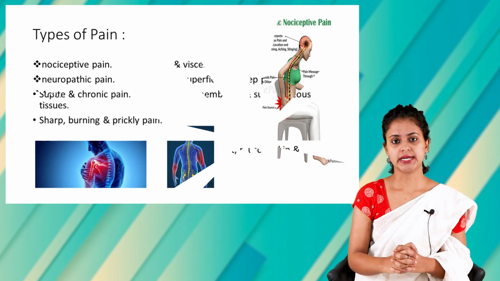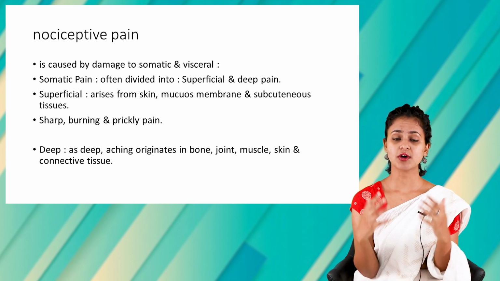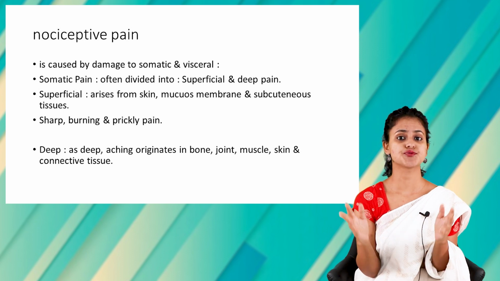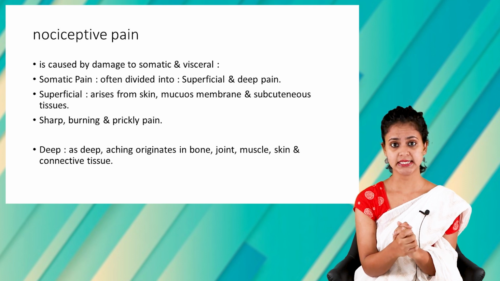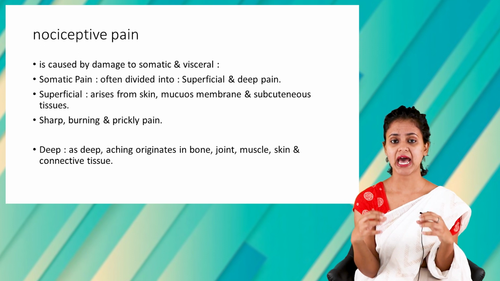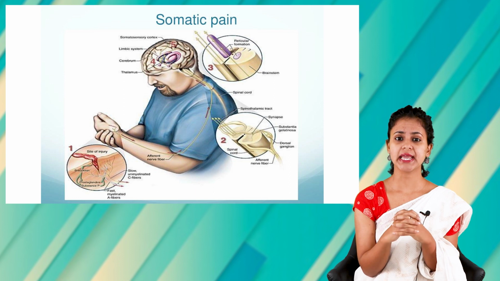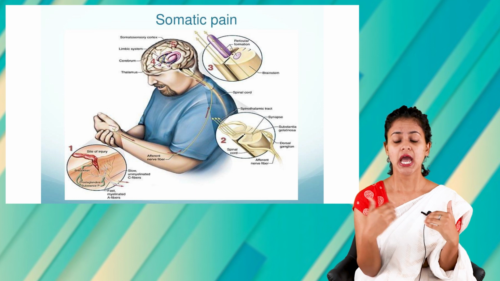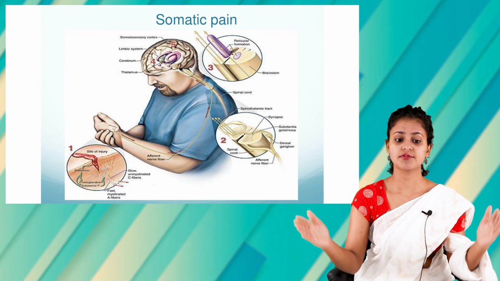So, first we're going to learn regarding nociceptive pain. As we have learned, the nociceptors are present all over our body, in the deep tissues and the superficial tissues. That is the reason nociceptive pain occurs when there is damage to the somatic and visceral areas of the body. If there is any injury or damage over the tissues, we are going to see a person suffering from nociceptive pain.